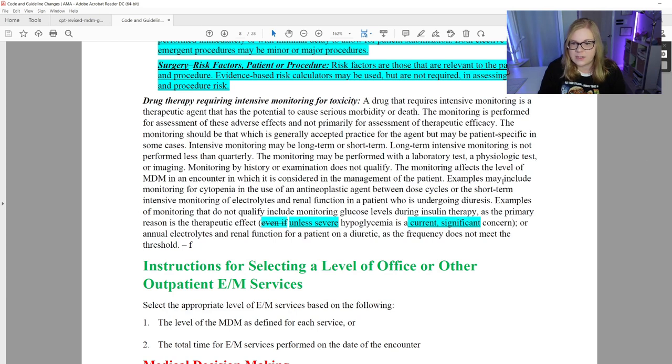And then it does give us some nice examples. It says examples may include monitoring for cytopenia in the use of an antineoplastic agent between dose cycles, or the short-term intensive monitoring of electrolytes and renal function in a patient who is undergoing diuresis. Examples of monitoring that do not qualify include monitoring glucose levels, which I've heard some hospitalists try to say in the past. Monitoring glucose levels during insulin therapy does not qualify, unless severe hypoglycemia is a current significant concern. It also doesn't qualify if it's annual electrolytes and renal function for a patient on a diuretic. It has to be intensive monitoring.